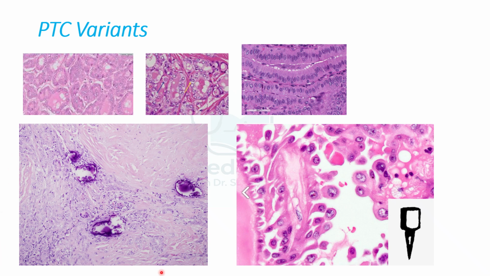This diagram shows diffuse sclerosing variant. This pink colored homogeneous structure you can see, this is the sclerosis. These are Psammoma bodies and you can also see clear nuclei in between. Last diagram is hobnail variant. You can see cells looking like hobnails. So cells are looking like hobnails and nuclear features are showing nuclear clearing.